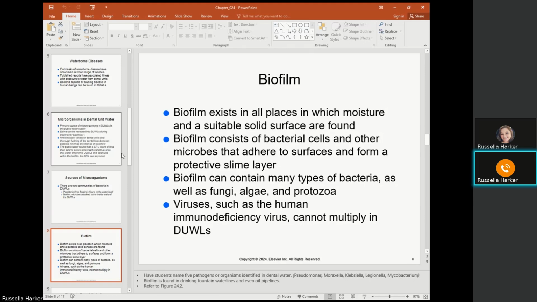So biofilm is going to have different types of bacteria. It's not just one type of bacteria, and it also will have fungi, algae, and protozoa in it. It can also have viruses like HIV, but things like the HIV virus cannot multiply in dental unit water lines. So make sure that you note that.